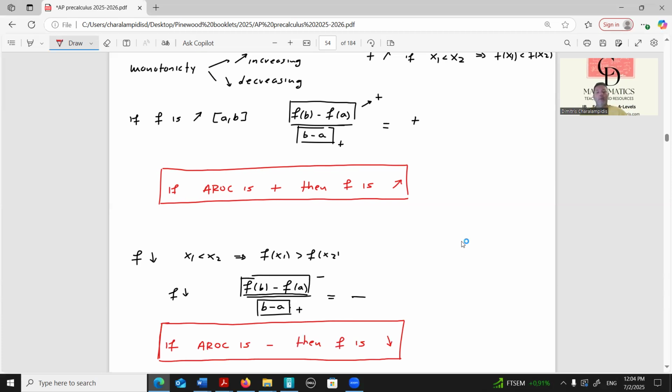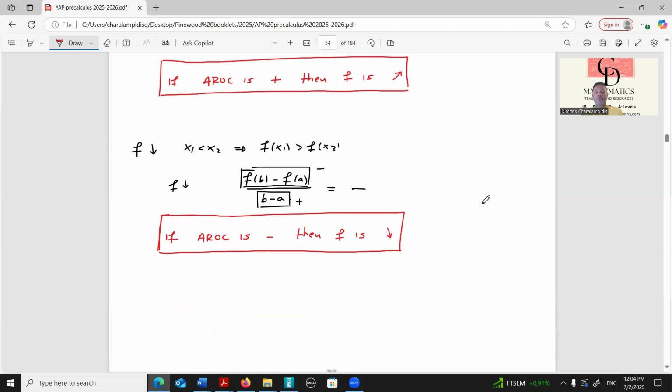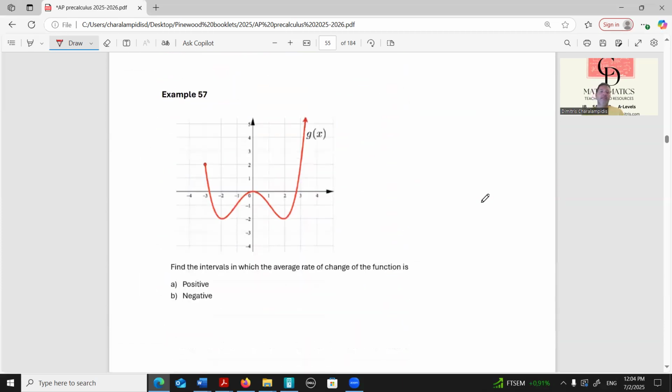From now on, we will keep that really good in our minds. How is the monotonicity of a function related to the average rate of change over an interval? We know that if the average rate of change is positive, then the function is increasing. If the average rate of change is negative, then the function would be decreasing. Let's see one example. Find the intervals in which the average rate of change of this function is positive or negative.